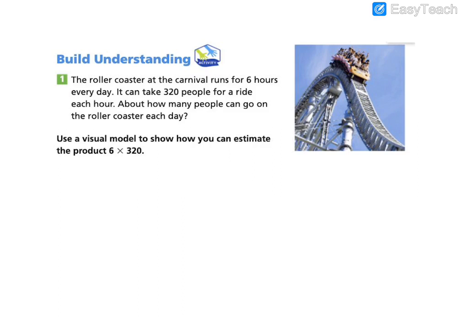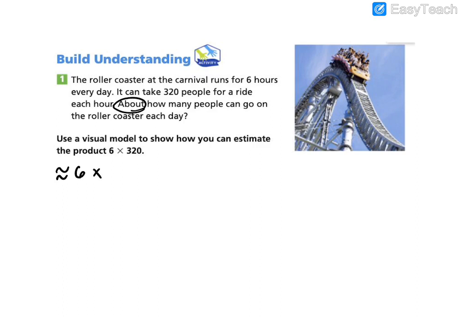Number 1, the roller coaster at the carnival runs for 6 hours every day. It can take 320 people for a ride each hour. About how many people can go on the roller coaster each day? Okay, right away we see that word about, so we know we are looking for an estimate. This problem asks us to use a visual model to show how you can estimate the product of 6 times 320. So let's first go ahead and just write our estimate equation.